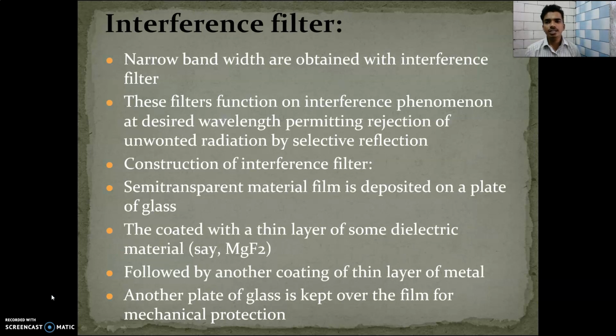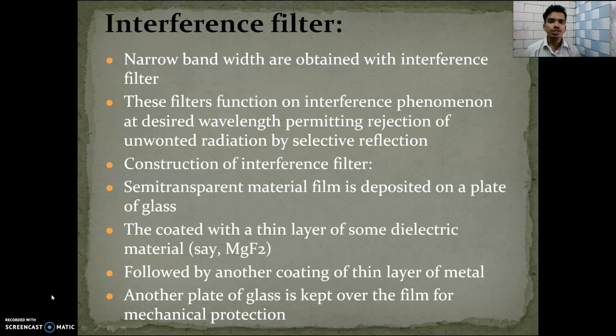Then the interference filter. A narrow band width is obtained with an interference filter, and this filter functions on the interference phenomena at a desired wavelength, permitting the rejection of unwanted radiation by selective reflection. So again, only radiation containing selective wavelengths is passed in this case.